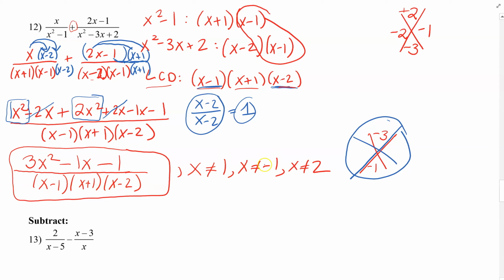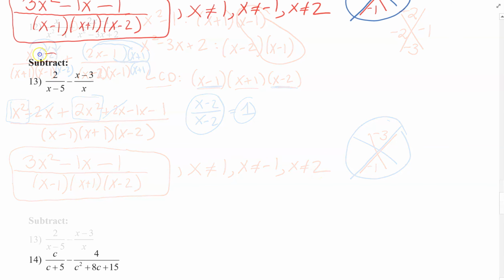So would negative 1, because negative 1 would make this factor 0, right? Negative 1 plus 1 is 0, and 0 times these two numbers is still 0. And then a similar thing would happen with 2. 2 minus 2 is 0. So x cannot equal any of those values.